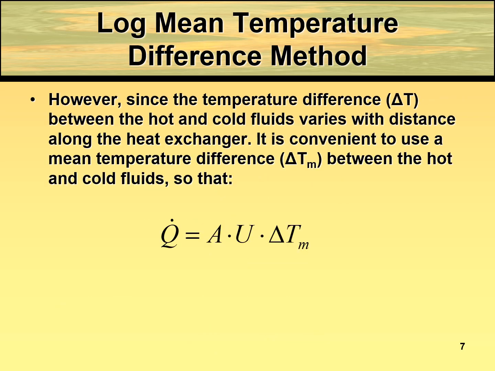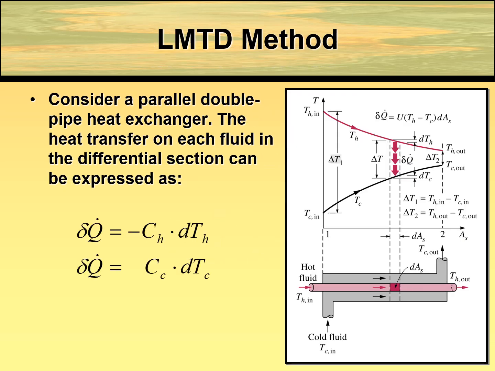However, since the temperature difference between the hot and cold fluid varies with the distance along the heat exchanger, it is convenient to use the mean temperature difference between the hot fluid and cold fluid. Thus Q will be equal to U, the overall heat transfer coefficient, times A times delta T_m, where delta T_m is the mean temperature difference. So the question now is how to calculate the mean temperature difference.